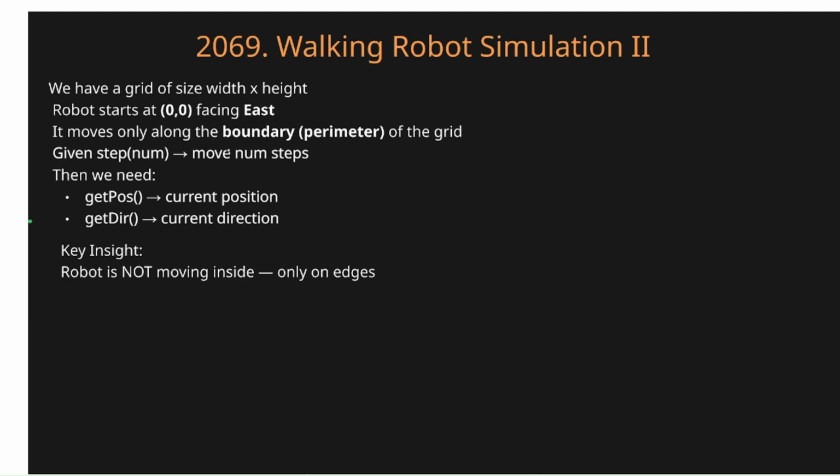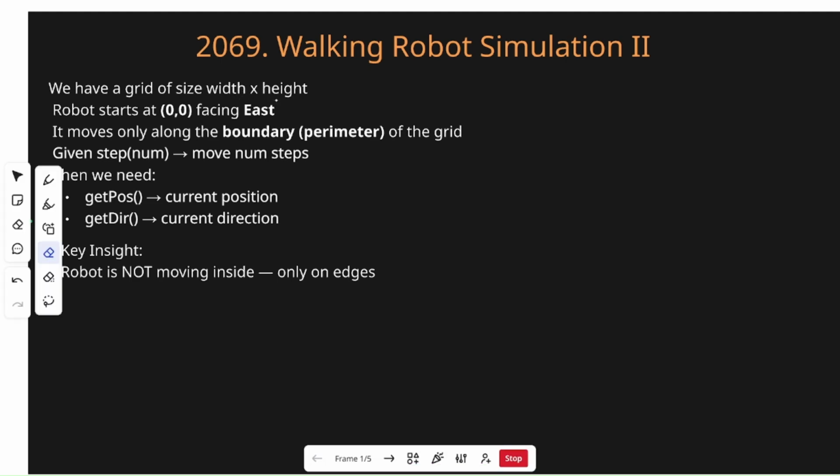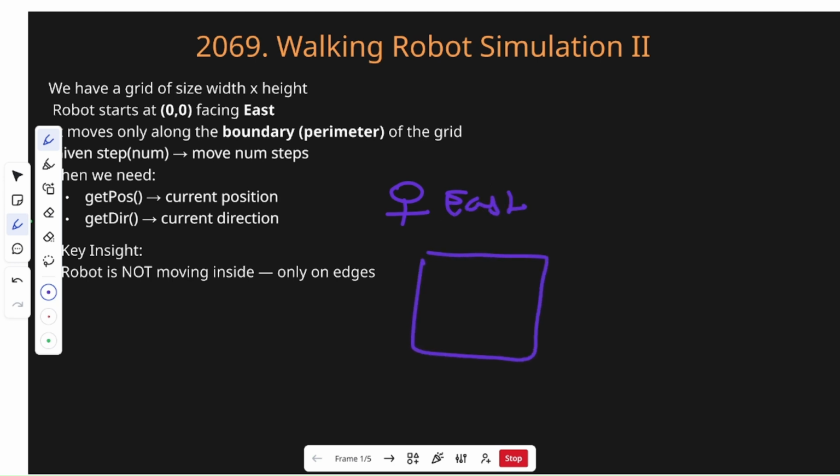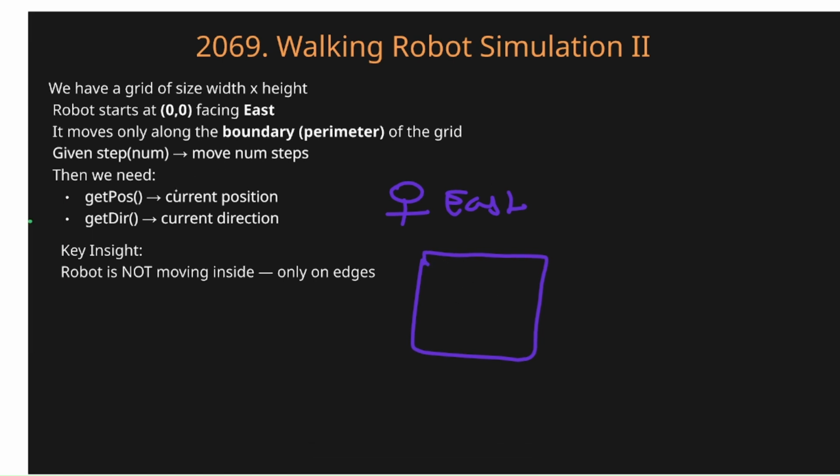In this video, we will solve LeetCode problem number 2069. In this problem, we are given a grid of size width and height. The robot starts at 0, comma 0, facing toward the east direction, and it can move only along the boundary side. It cannot move inside the rectangle, and you have to find the robot's position and also its direction.